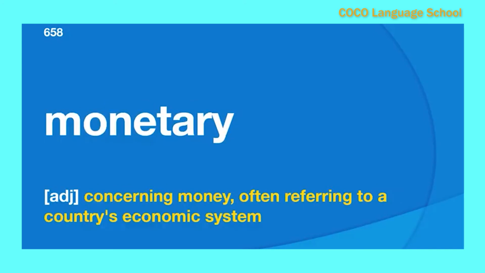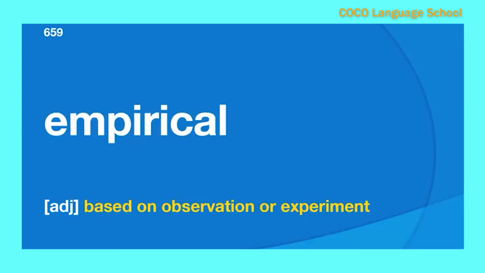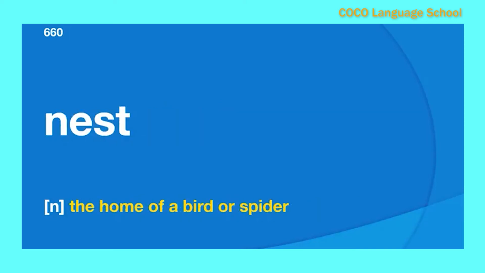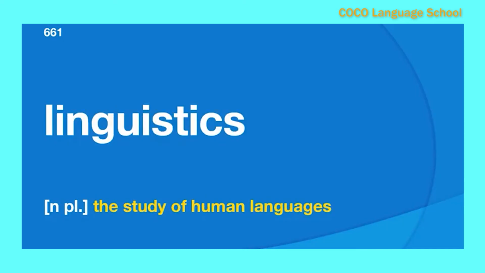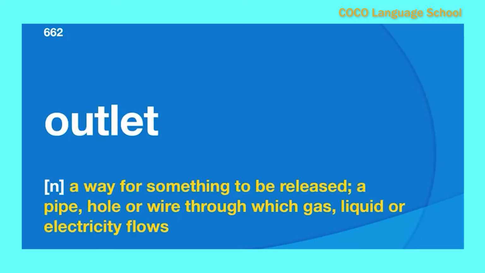Concerning money, often referring to a country's economic system. Monetary. Based on observation or experiment. Empirical. The home of a bird or spider. Nest. The study of human languages. Linguistics. A way for something to be released, a pipe, hole or wire through which gas, liquid or electricity flows. Outlet.